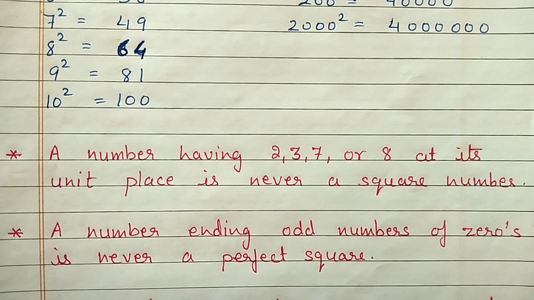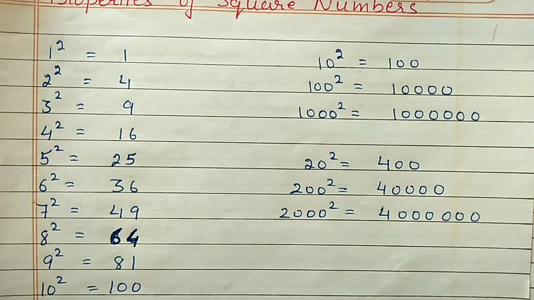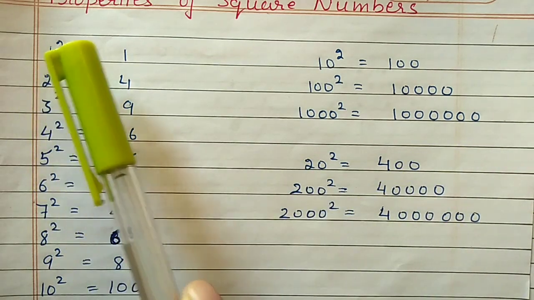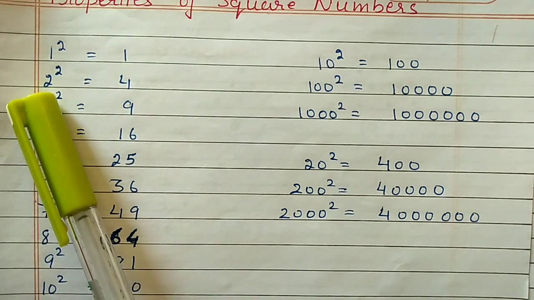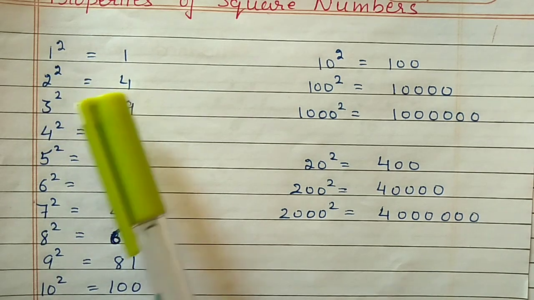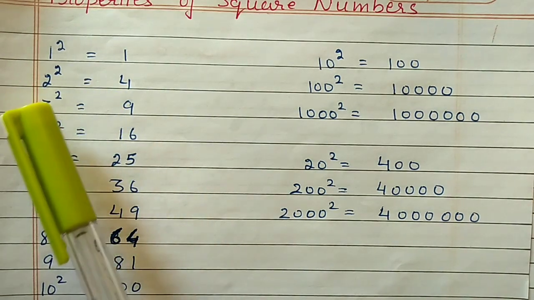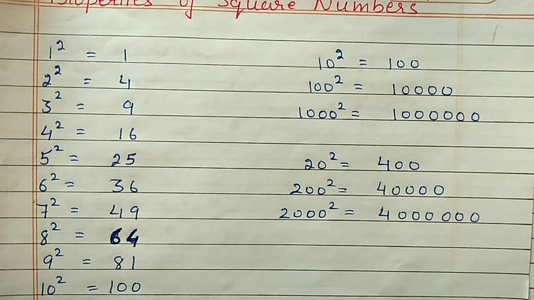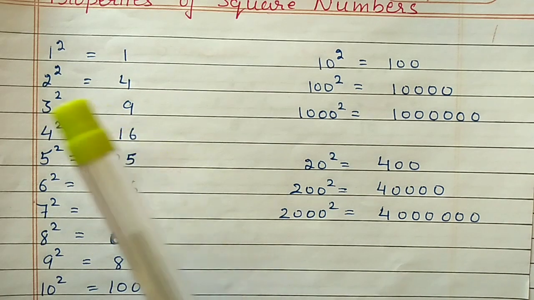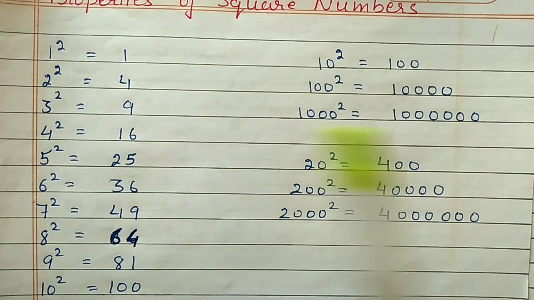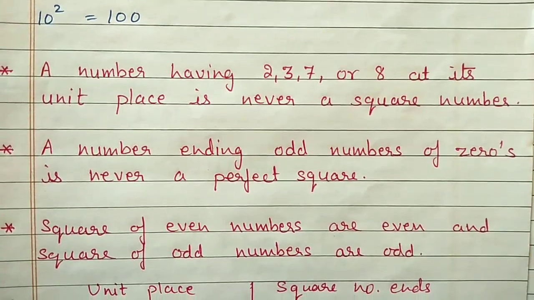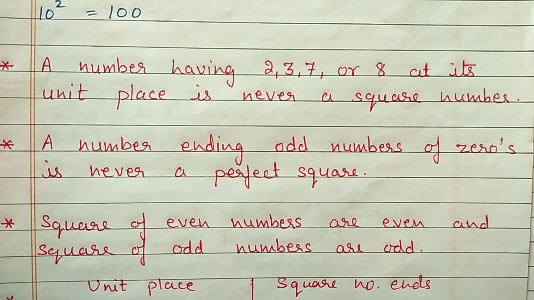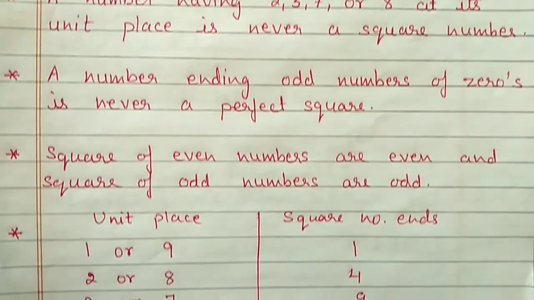Next, if we see these numbers carefully, we can observe one more thing. 1 square is 1. 2 square is 4, and 2 is an even number, so the square of an even number is even. 3 is an odd number and the square of 3 is 9, which is also an odd number. 4 is an even number and the square of 4 is 16. So what did we get from this? We got the result that squares of even numbers are always even and squares of odd numbers are always odd.